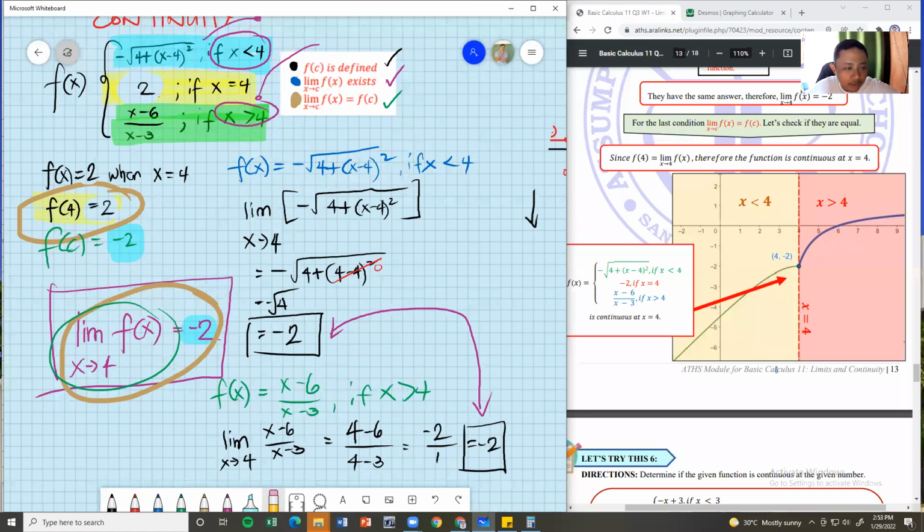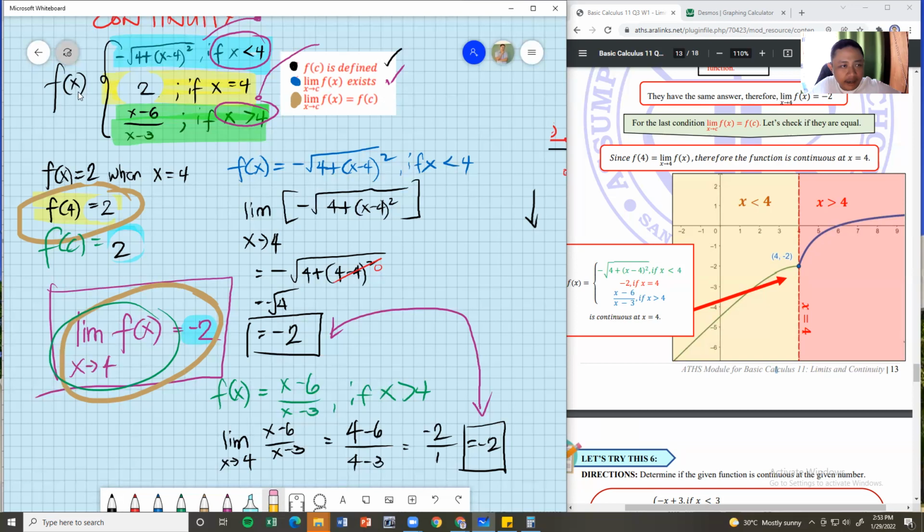What do you think will be your conclusion here? Will it be continuous or not? Type your answer in the chat box, please. Why is it not continuous? Actually, it will not become continuous. Bakit siya hindi magiging continuous?